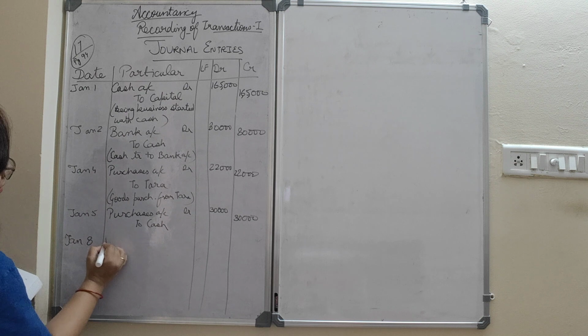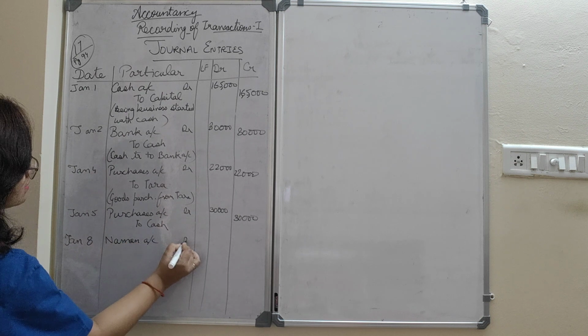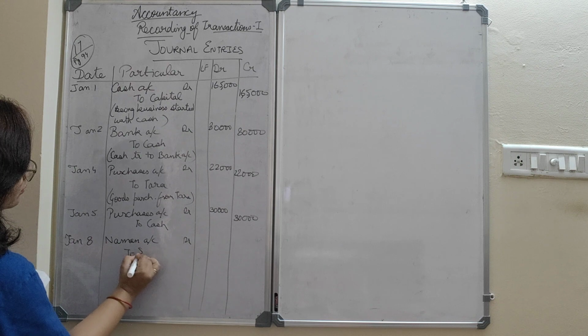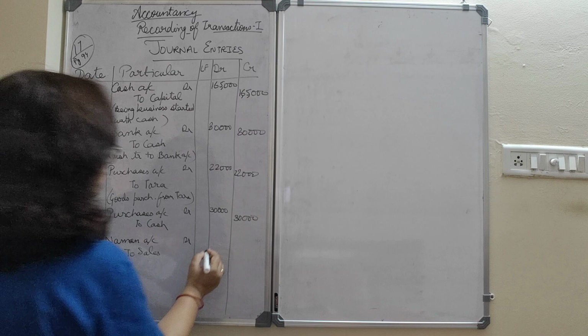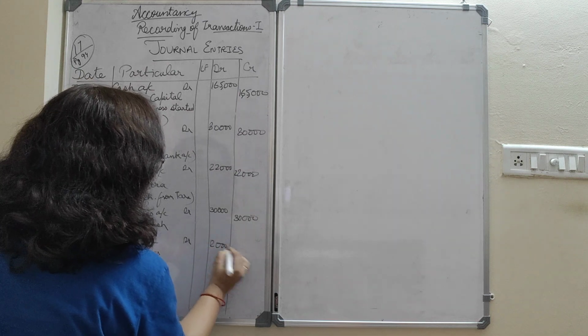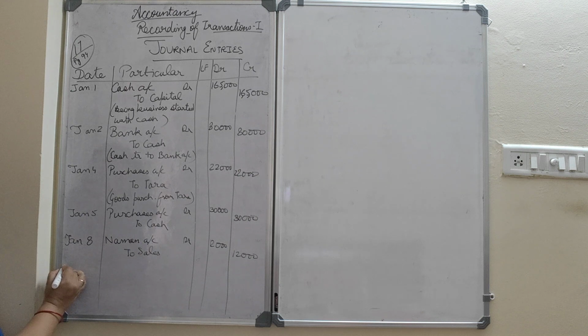January 8, it is goods sold to Naman. So who is the receiver? Naman. Naman has also not paid us cash, right? That is why his name has come. Naman account debit to sales. So we have to take the money from him. It's 12,000, right? Now next is January 10.